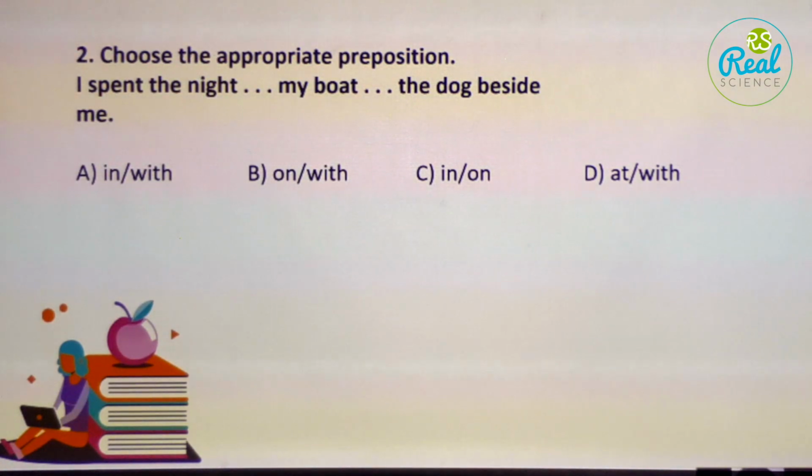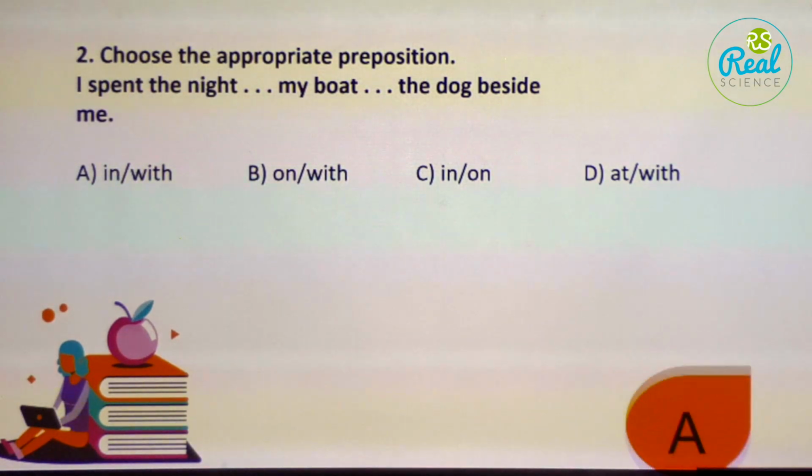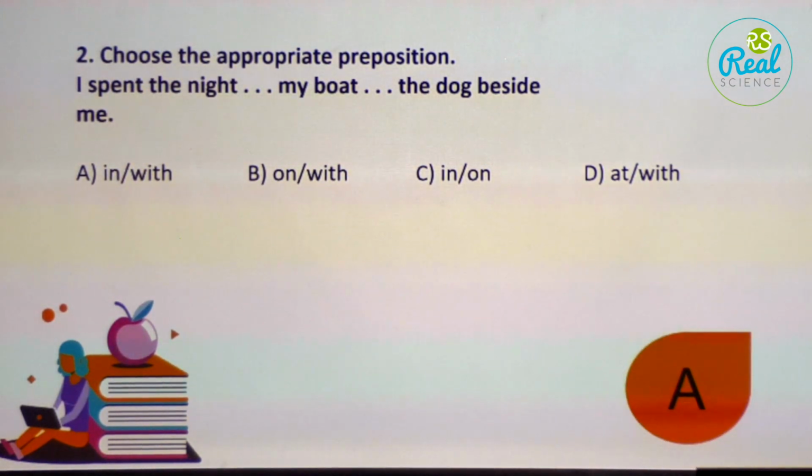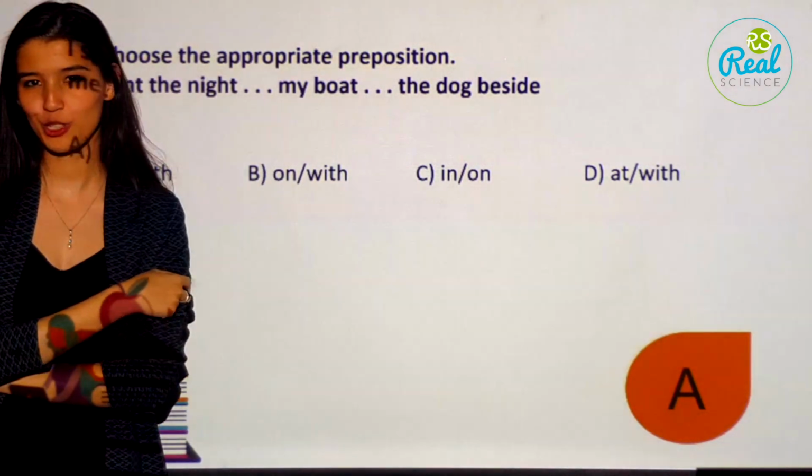Next one, choose the appropriate preposition. I spent the night blank my boat, the dog beside me. A. In my boat, with the dog beside me. Are you sure? Yes. I think B, maybe. You think on my boat? No, I listened. No, the girls were right. The first option, A, was correct.